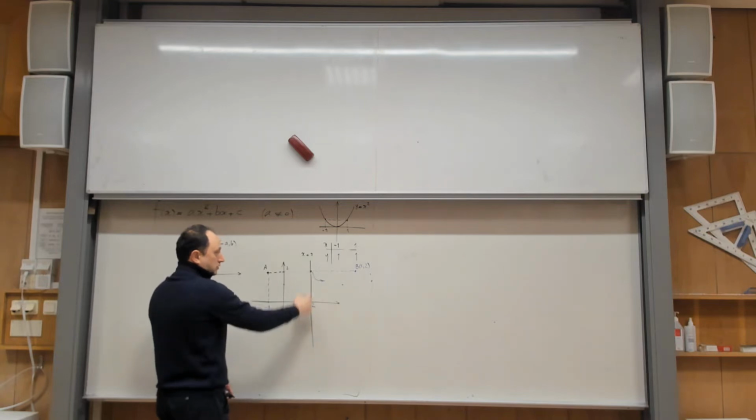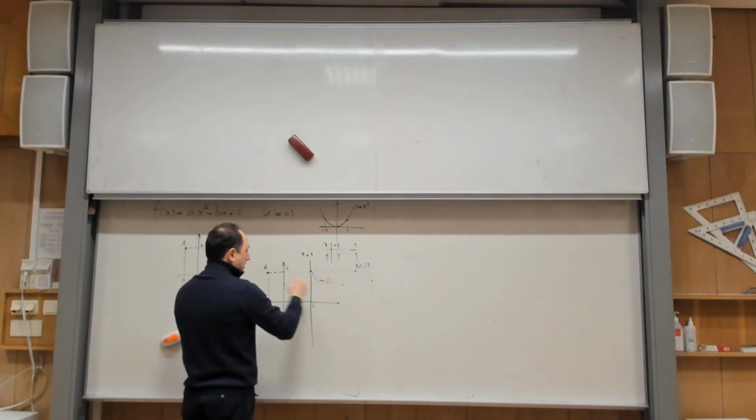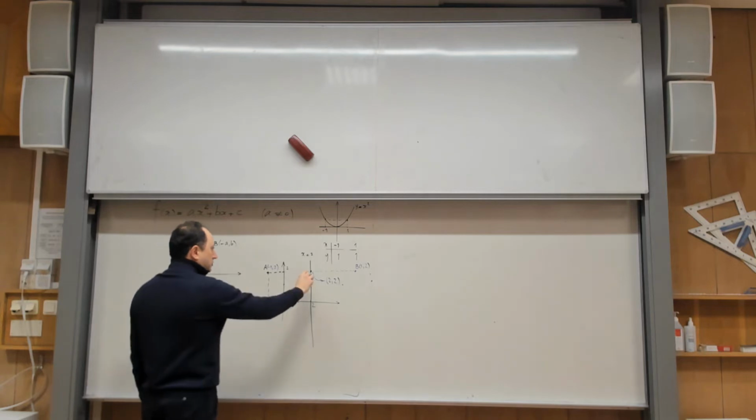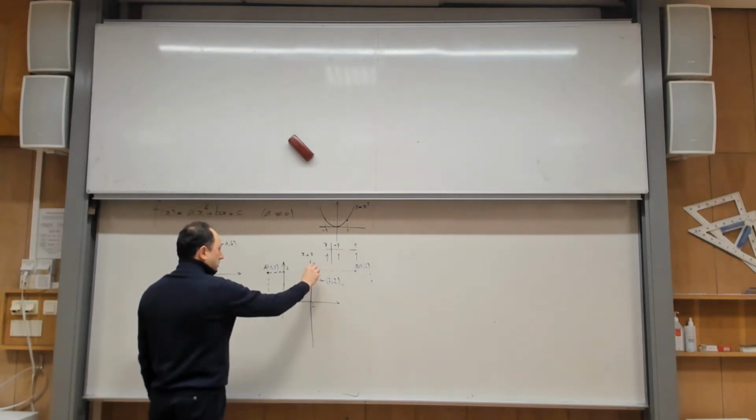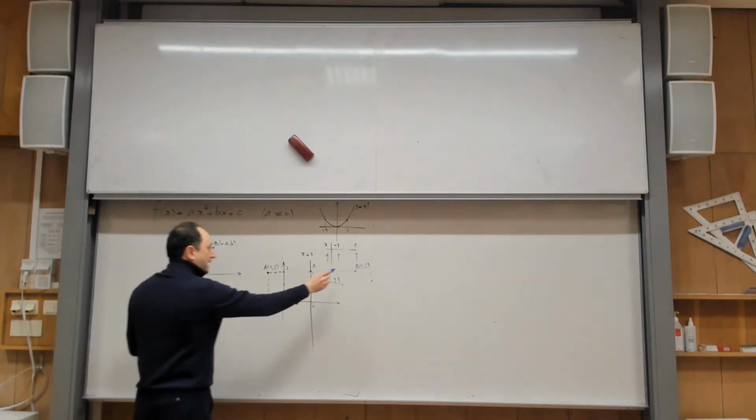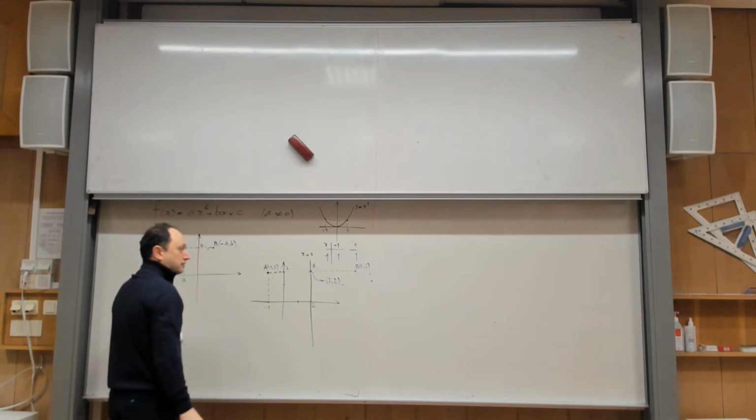X is what? 2, and y is also 2. Now, if I ask you what are the coordinates of A, you would say -1 and 2. And then do you agree that this point, let me call it M, is exactly the midpoint of A and B? So, you can answer this question in a little bit different way.